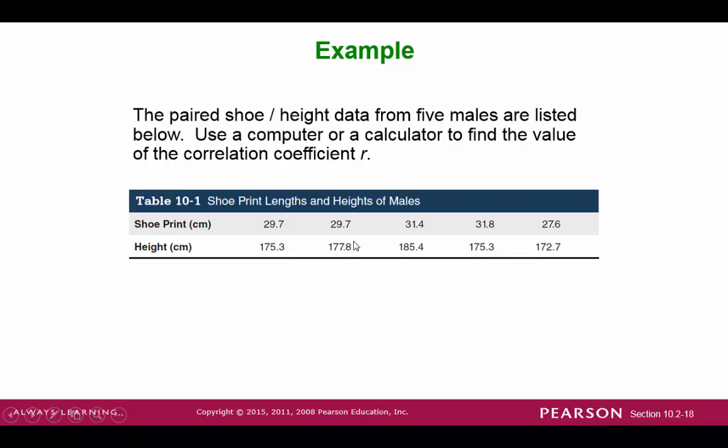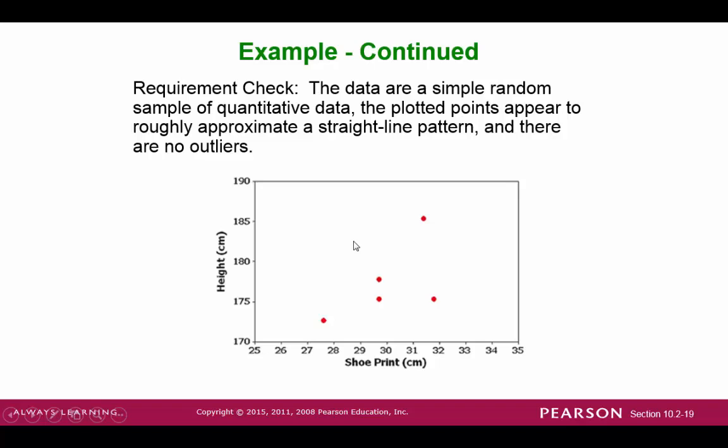Let's take a look at an example. Here's a small list of shoe print lengths and heights of males. Let's see how we can examine this data set. Just a quick check, we want to make sure that the sample is simple and random, and it's a paired data set, so it has x values and y values. We tend to put the x values in the horizontal direction and the y values in the vertical direction. It's not exactly a straight line, but it looks like it might be following a line, so we can say that this might have some good correlation.